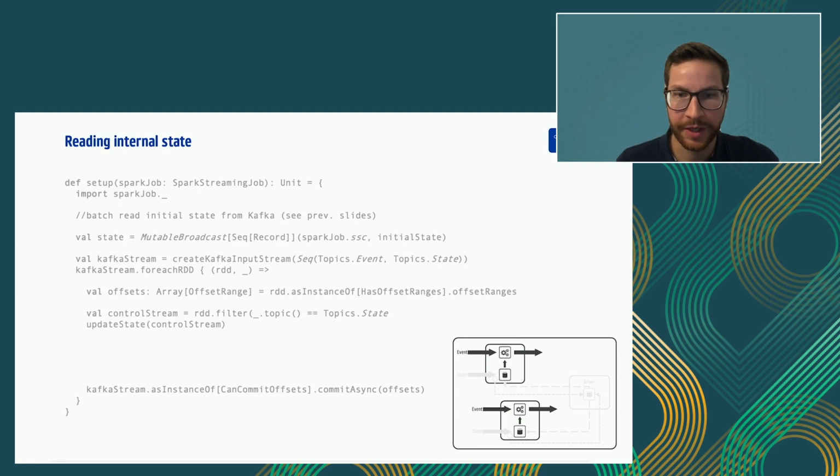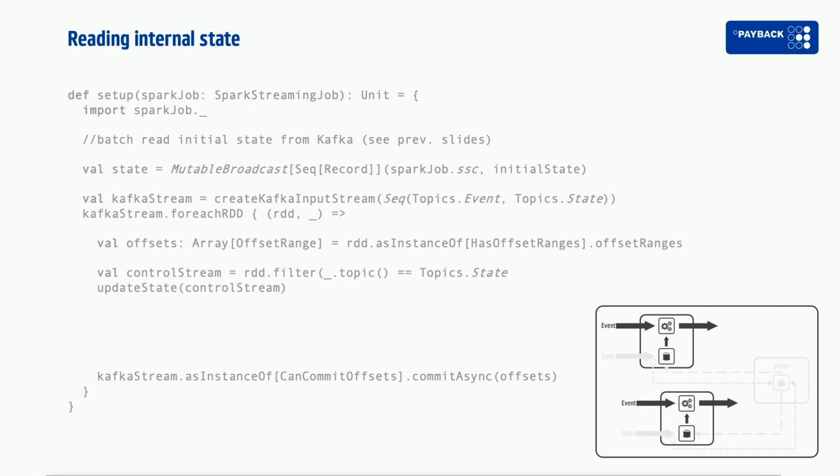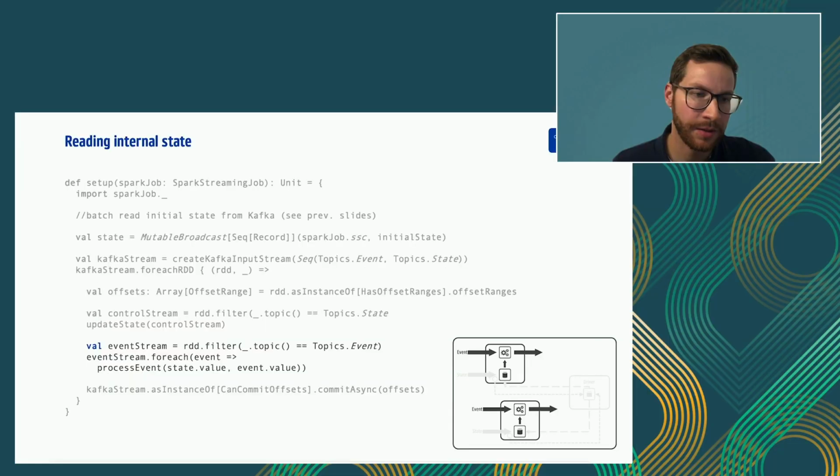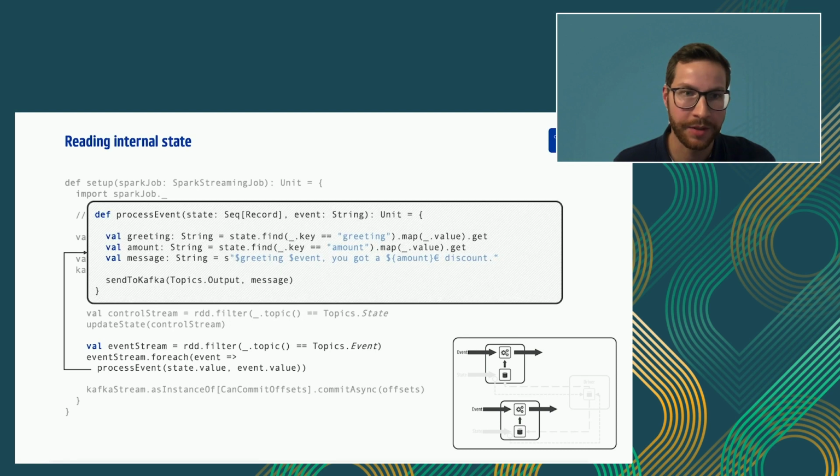And now to the final piece of our puzzle, the actual processing of the millions of events, which we process together with our internal state. So let's look at the code. Again, we're reading from two topics, the event topic and the state topic. And this time we're only interested in records which we get from the event topic. So we filter our streamed RDD and call our process event method, which looks like this.